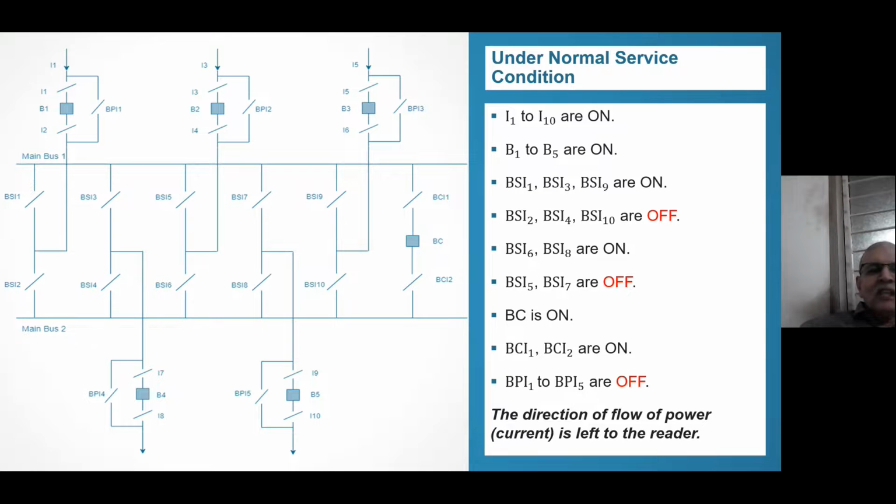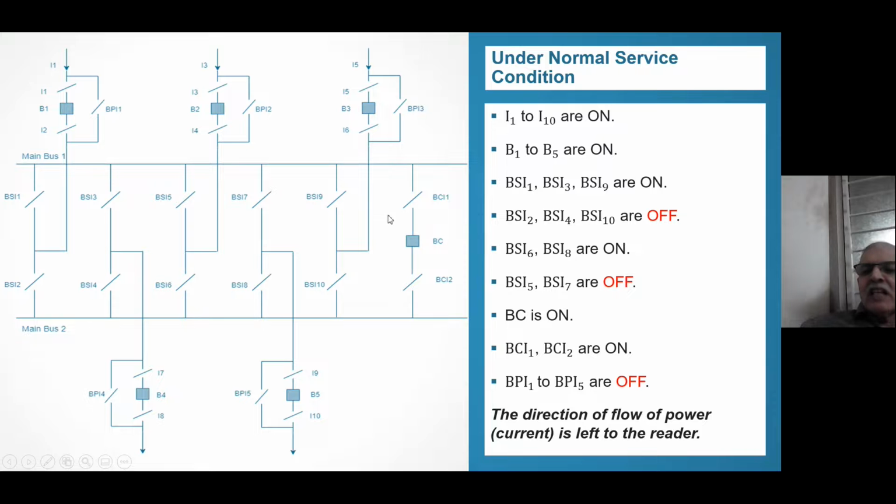So BSI1, 3 and 9 are going to bus 1. But the counterpart BSI2, BSI4 and BSI10 are off. That means the power from these 3, that is breaker number 1, breaker number 4, breaker number 2 and breaker number 3, is going to bus number 1.